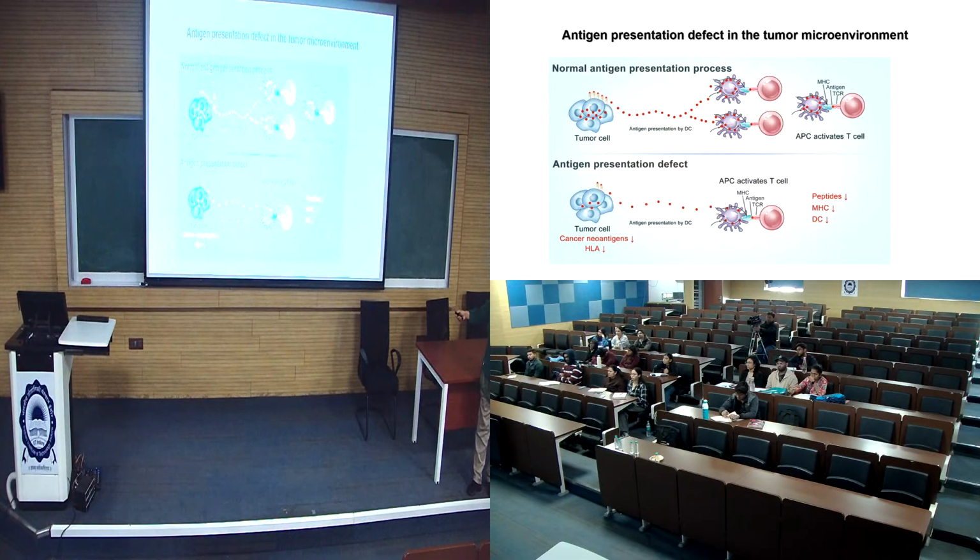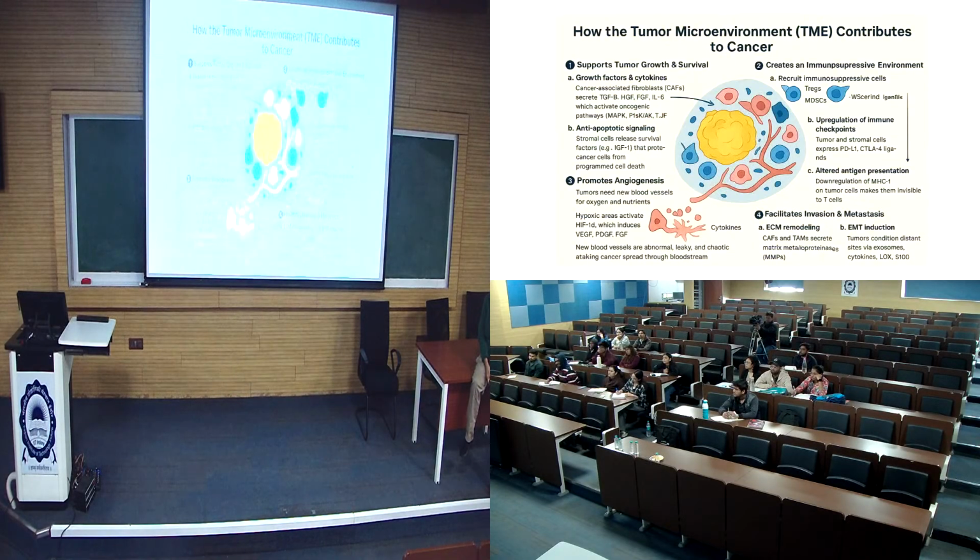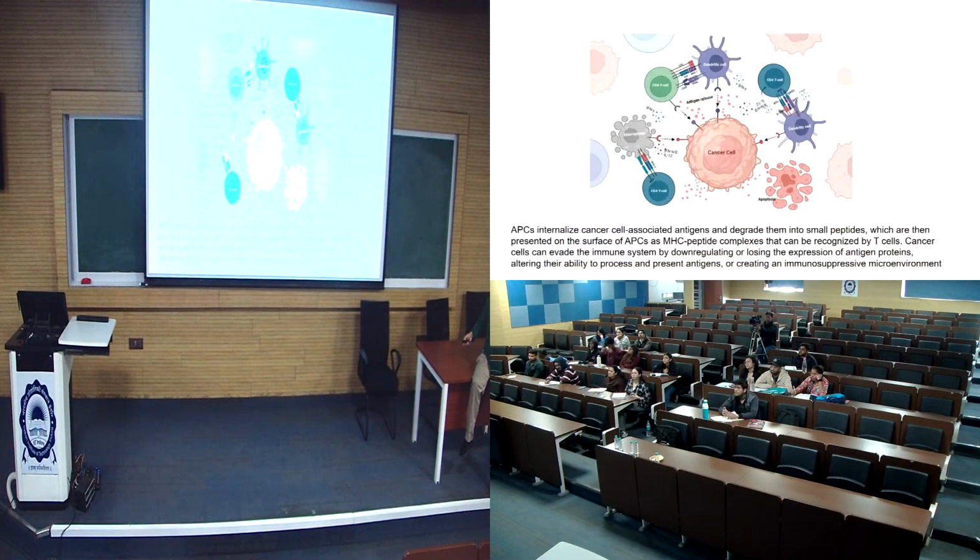So in normal antigen presentation, tumor cells will remove the MHC1 completely. If there is no MHC1, there is no presentation. They become invisible to the immune cells. Hypothetically, if they presented, T cells would recognize them as foreign and kill them. But they downregulate MHC, so they are not affected. I've already discussed this, the tumor microenvironment.